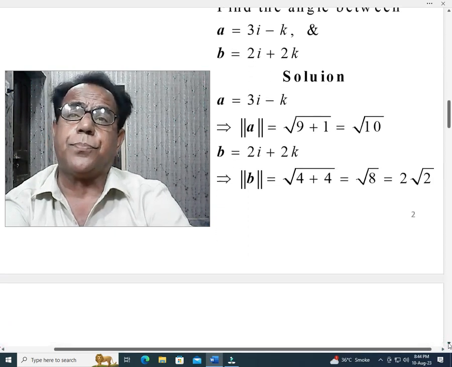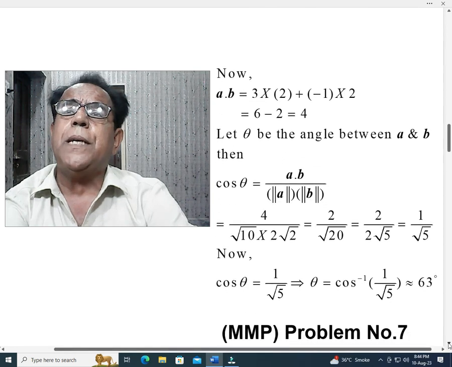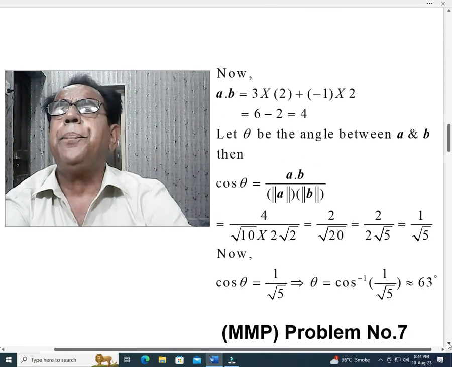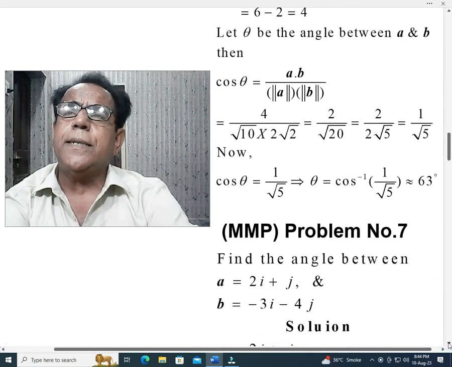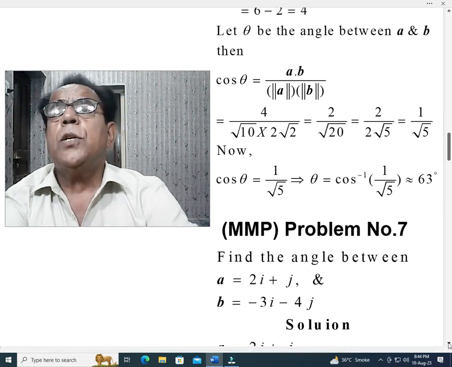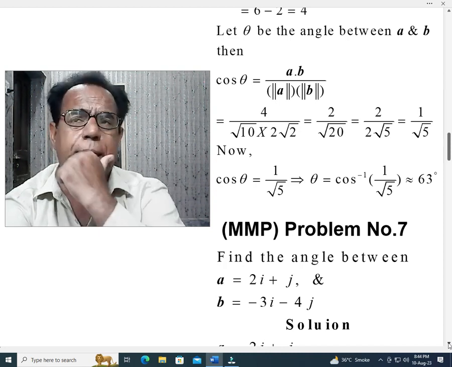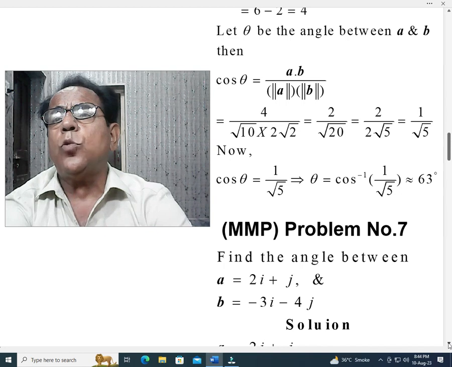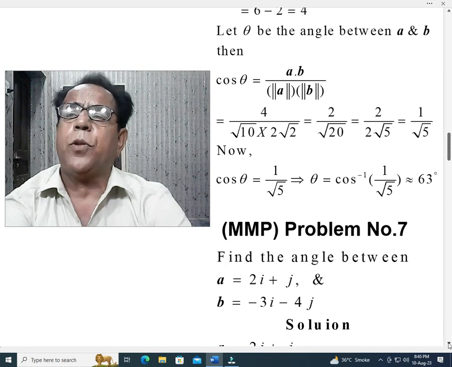Now A dot B will become equal to 4. Let theta be the angle between, then cos theta equal to dot product of the two vectors divided by magnitude of the two vectors. So here cos theta becomes equal to 1 over 5 under root, and hence theta becomes equal to cos inverse 1 over 5 under root, and this is approximately equal to 63 degree.